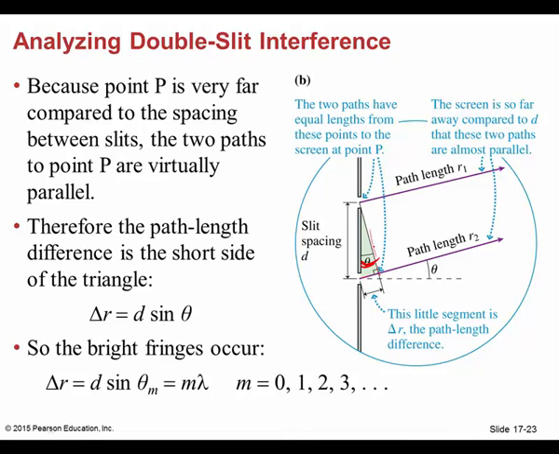So to find D, and what the heck is D? Well, D is this slit spacing. See, it tells you right there, the slit spacing. All right, so to find D, if we find the change in R, then we know the slit spacing.